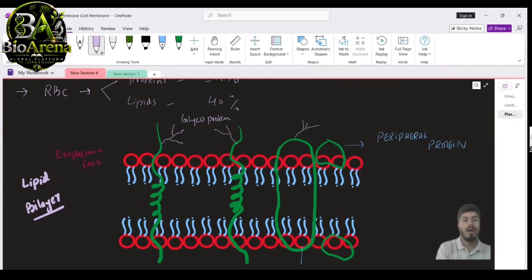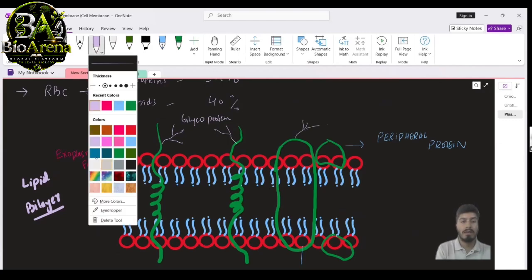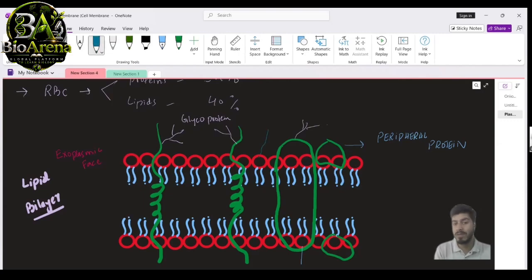Okay, now about the another kind of the carbohydrate, that is the glycolipid. So this is the lipid. If carbohydrate is attached to the lipid, we call it as the glycolipid. So this is the glycolipid. So remember, the glycoproteins, glycolipids, they are towards which phase? Only towards the exoplasmic phase outside. Okay, towards the cytosolic phase, they are not present.